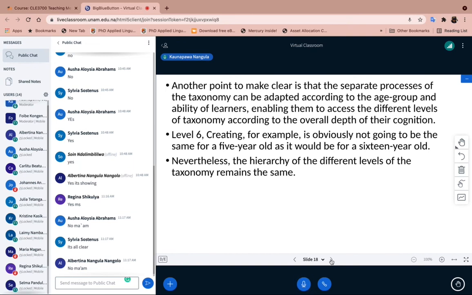A 5-year-old activity is definitely going to be different from a 16-year-old activity when it comes to creating. But we need to know that the hierarchy, the categories, will always be the same. A 5-year-old creating activity might be simpler than the creating activity for a 16-year-old, but both are at the highest level of the pyramid, right? So the levels will always be the same. They will never change.